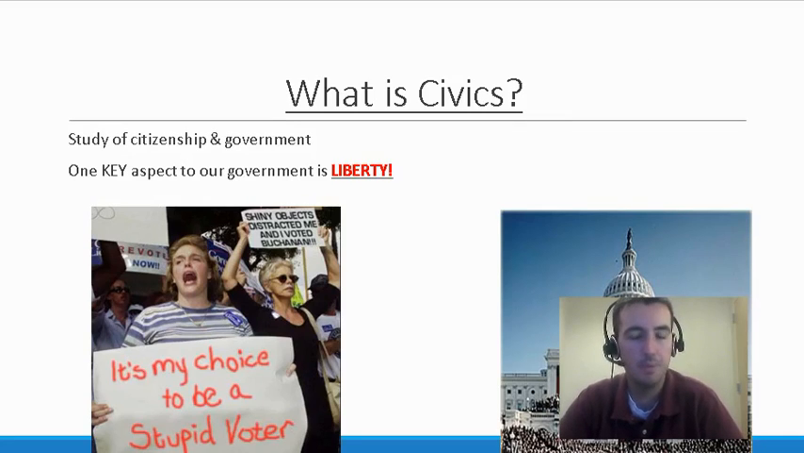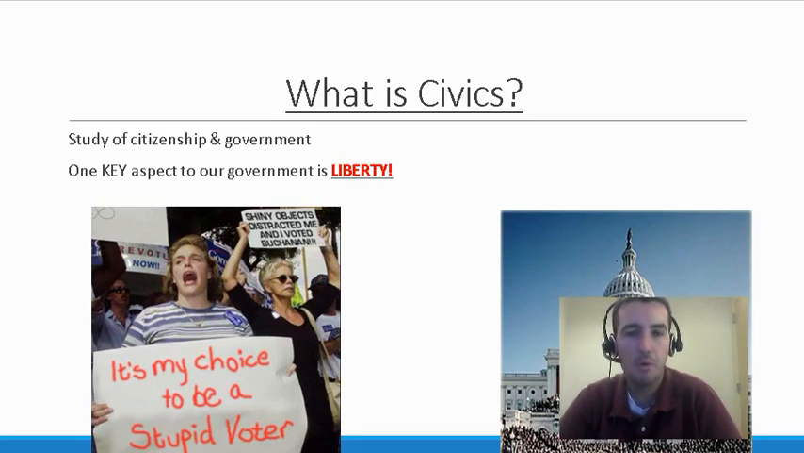Before we get into what liberty is, just as a quick review, we're going to look at what civics is. Remember, civics is the study of citizenship and government. It's not the study of just government. It's more a focus on what our role is in the government and our relationship with the government. It's much more about that than it is just the government by itself. So yes, we do learn about the government quite a bit, but that's because we're trying to understand the government so we can better understand our relationship and what it's supposed to be with that government.